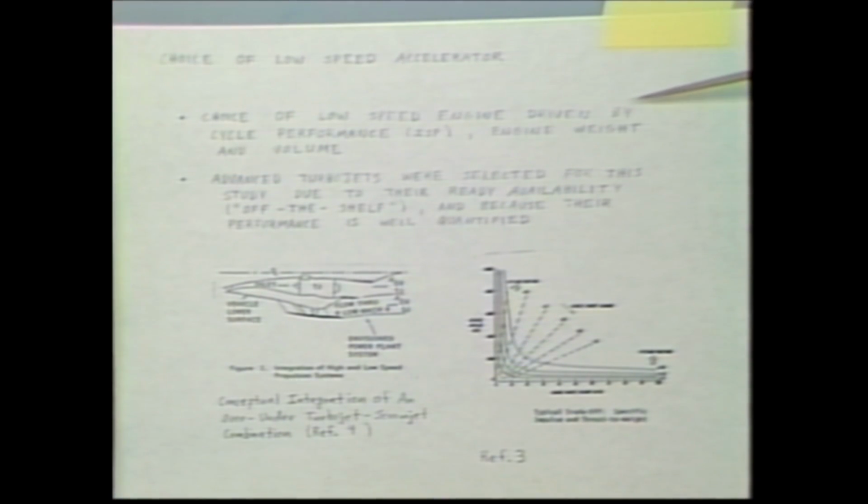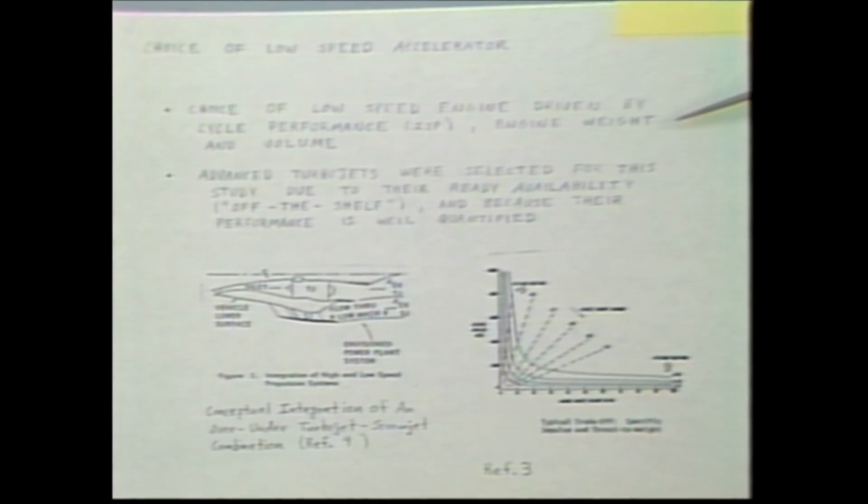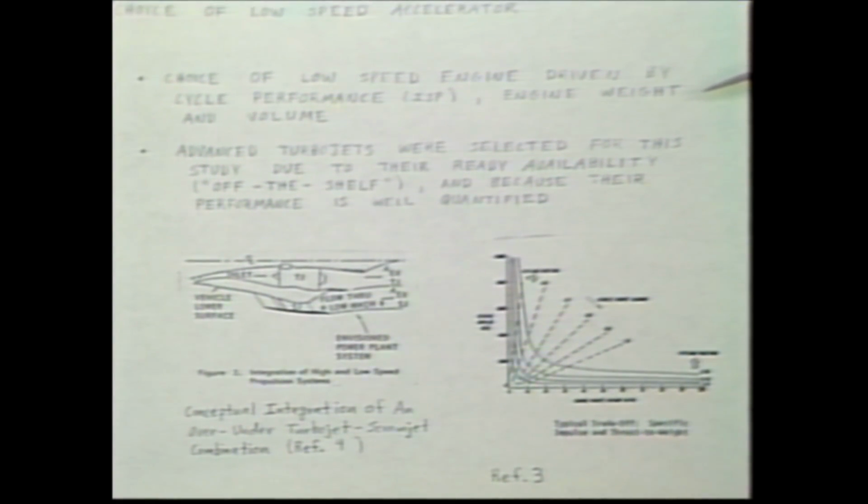In this study, the choice of engine I selected was the turbojet, an advanced turbojet. Typically, the choice is driven by cycle performance on the one hand, and engine weight and volume. You don't use the low-speed engine for a very large portion of your flight, okay? Maybe up to Mach 2, 2.5, something like that. And then it's dead weight you're carrying to orbit. So thrust to weight is a very important driver. The volume it takes up is important. Any volume it takes, you can't have fuel there.